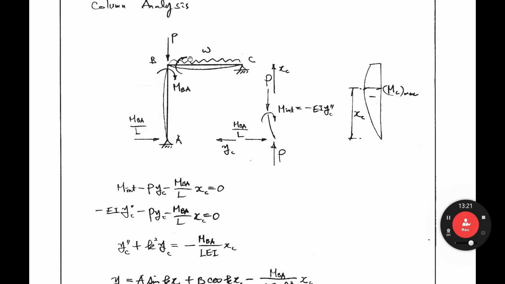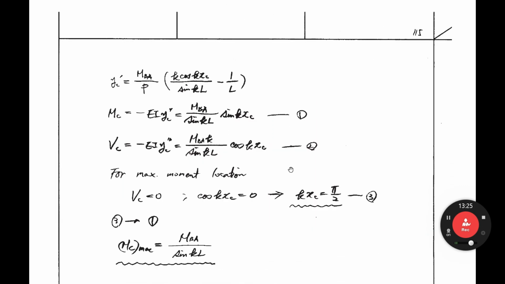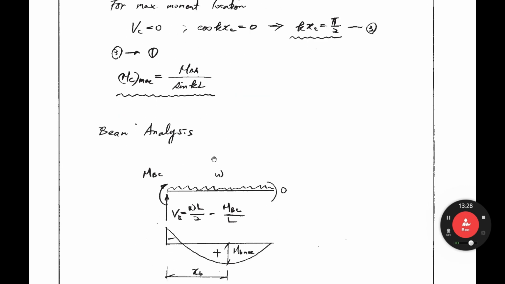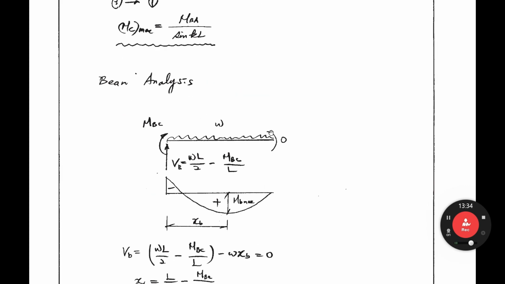Then we have to calculate the beam moment maximum, and then this end moment. Let's calculate one by one. Let's look at the beam analysis. On the beam, the right hand side is a hinge, so moment is 0. So the left hand side is MBC. We call it the MBC moment.